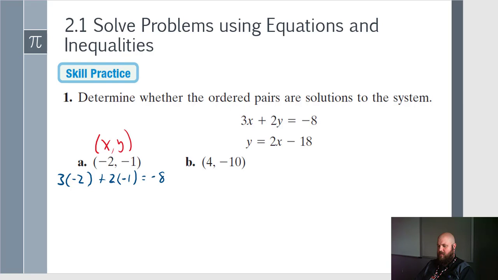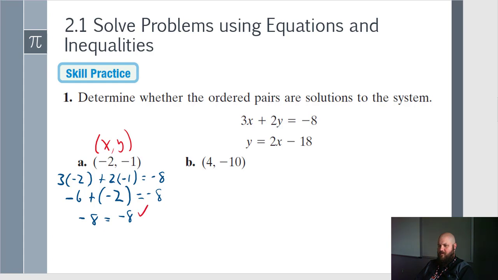Well, 3 times -2 is -6. And then we have plus 2 times -1. Well, that gives me a -3. Oh, I'm sorry, how about a -2? I'm adding in my head. A -2. Okay, and that equals -8. Well, -6 plus -2, both the signs are the same, so we just need to add the actual values. So we get an 8, we still have a negative, so it equals -8. The first equation works out.